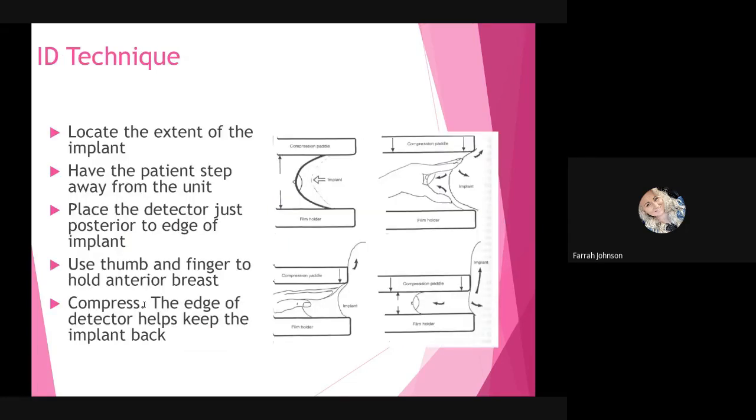So once again, you want to locate the extent of the implant, have the patient step away from the unit so that you can feel for where the implant is, place the detector just posterior to the edge of the implant, and use a thumb and finger to hold the anterior breast. As you are compressing, make sure you have one hand on the breast tissue that you want to hold, and then you can use your other hand to keep pushing back that implant as you compress.